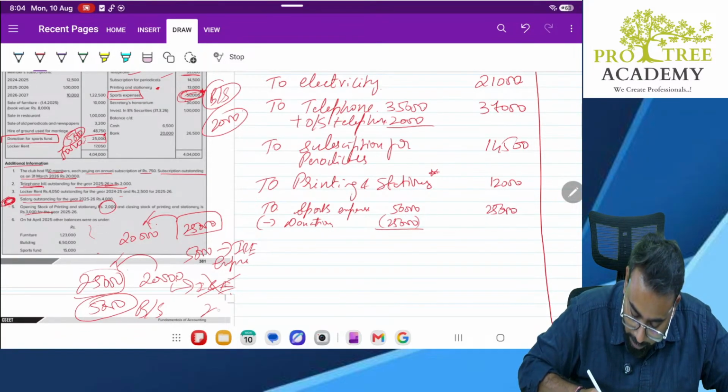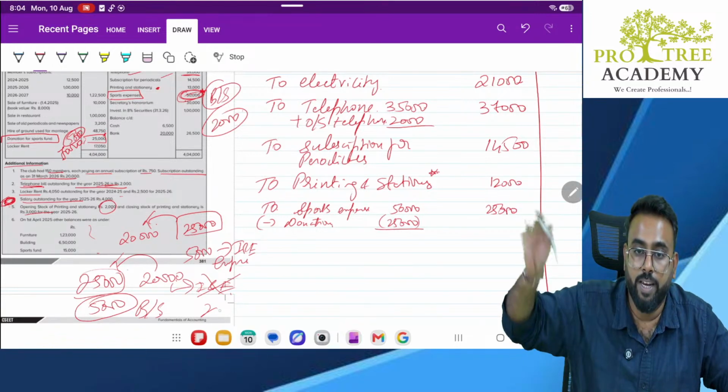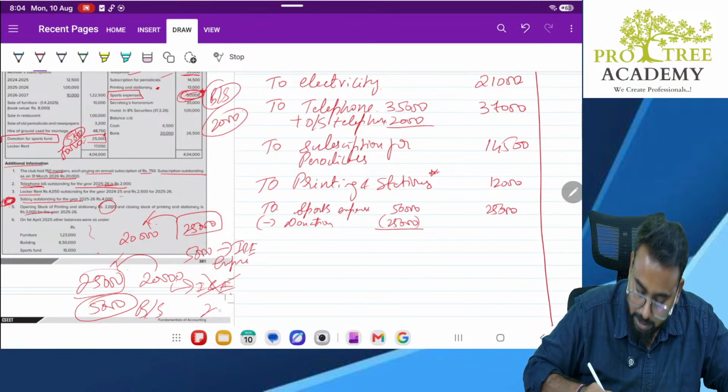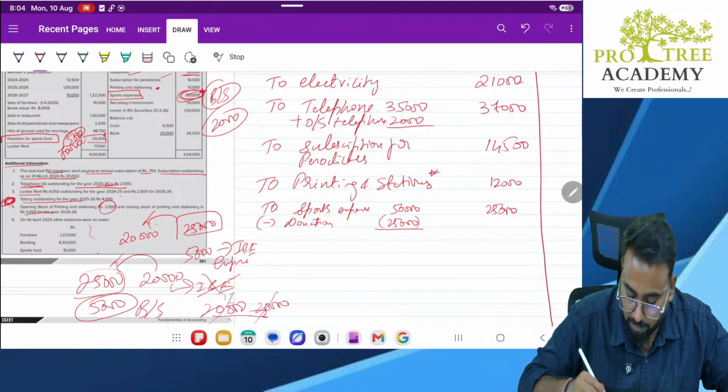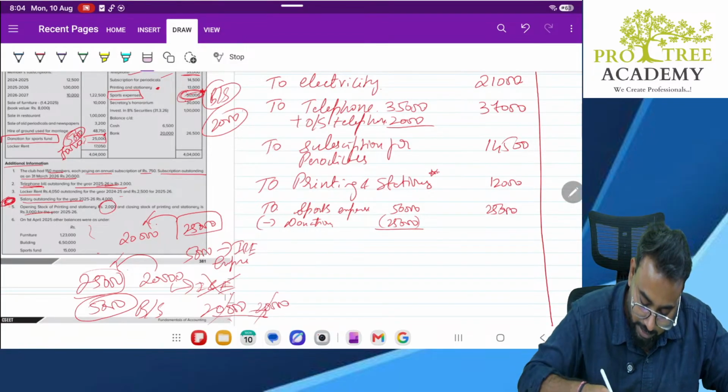Sir, what if 20,000 I have received as sports fund, 20,000 I have spent? Done. No income, no expenses. Whatever has been received is spent. So in income and expenditure, nothing will come. Clear? Everybody is understanding? Okay.